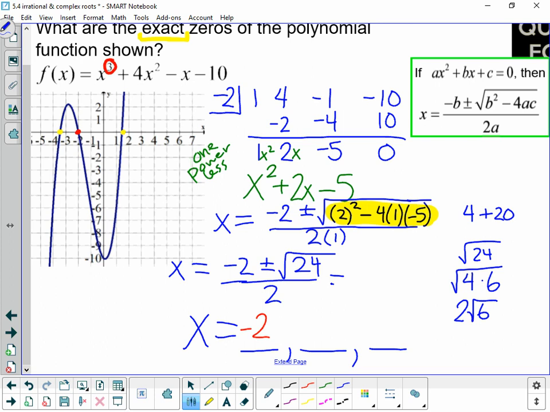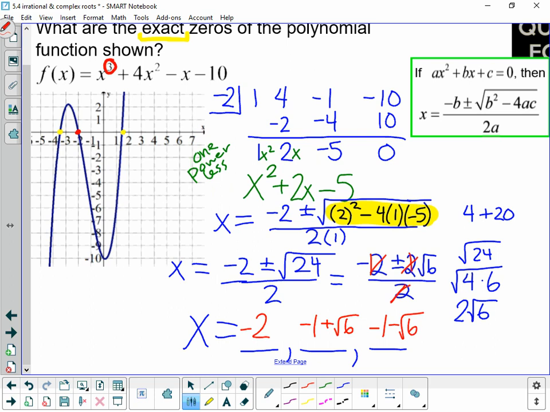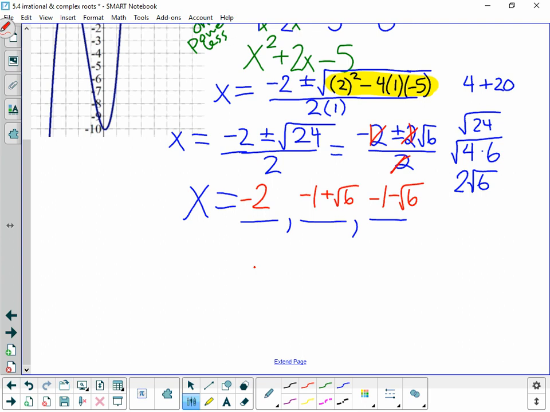So we could rewrite this as negative 2 plus or minus 2 root 6 all over 2. And there's a lot of factors of 2 there. It looks like we could reduce this to 1, and we could reduce this one to 1. So it's going to be negative 1 plus root 6 and negative 1 minus root 6. Now it's okay for you to leave it in the form with the plus or minus symbol. You could write here negative 2 and negative 1 plus or minus root 6.